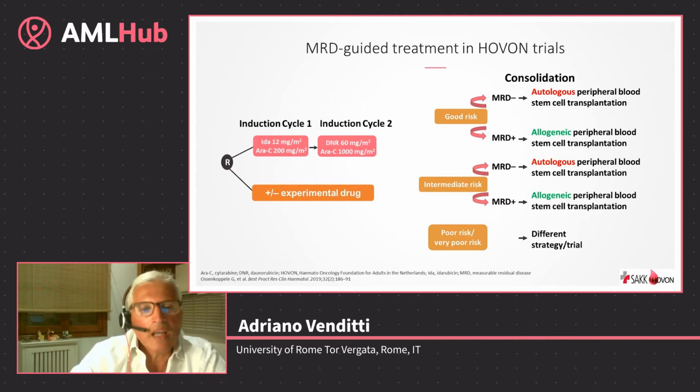This is the HOVON trial, and you see that for good and intermediate risk categories that are MRD positive, the program consists in delivery of an allogeneic stem cell transplant.